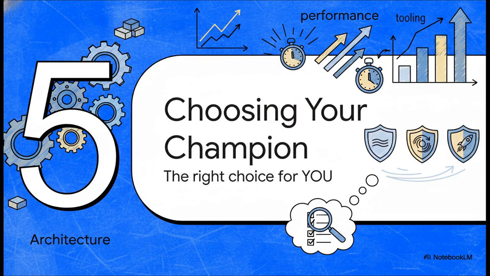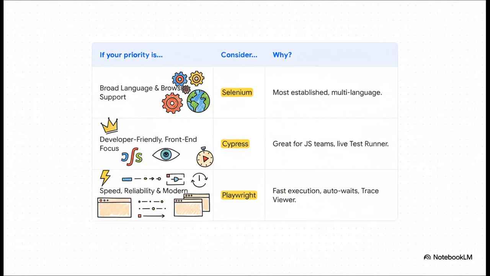Okay, we've looked at architecture, performance, and the tools in the box. It is time to put it all together. How do you actually pick the right champion for your team and your project? At the end of the day, it really just boils down to this. If you absolutely need to support a bunch of different programming languages, or you've got really complex old-school integrations, Selenium is still the undisputed king. If you're a front-end team that lives and breathes JavaScript, and you value that super fast visual feedback loop, Cypress is fantastic. But if your top priorities are just raw speed, rock-solid reliability, and powerful modern tools like tracing, Playwright is really hard to beat right now.